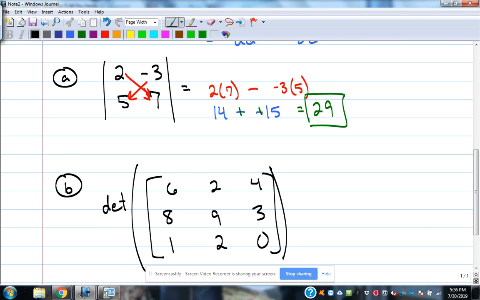There are several methods that you can use for a 3x3. One of them is kind of a trick, and another one is actually doing it what's called by minors. But again, you don't have to do it by hand. I don't expect you to. I would expect you to just put this matrix into your calculator and tell it to do the determinant of that.